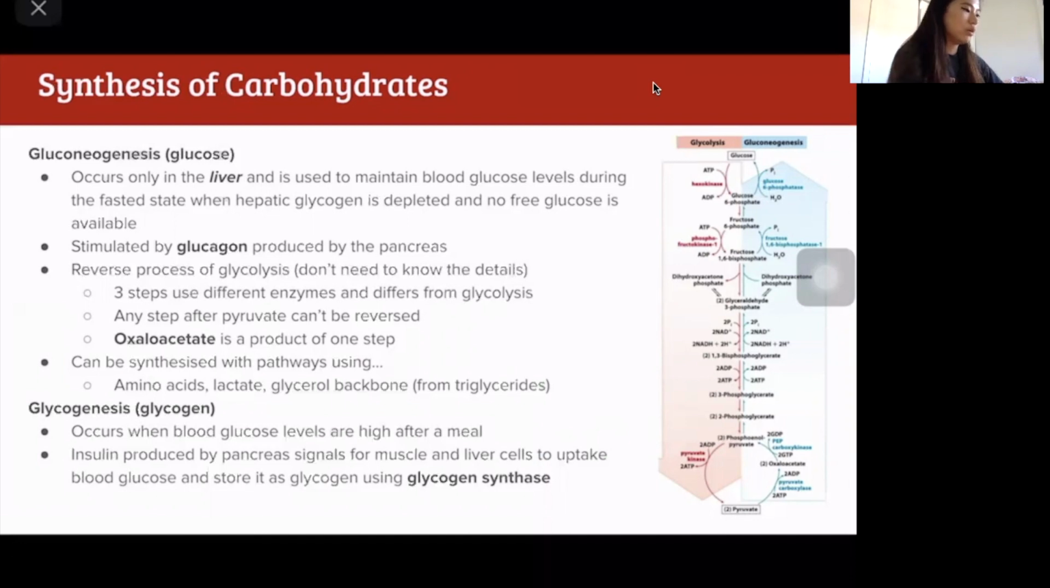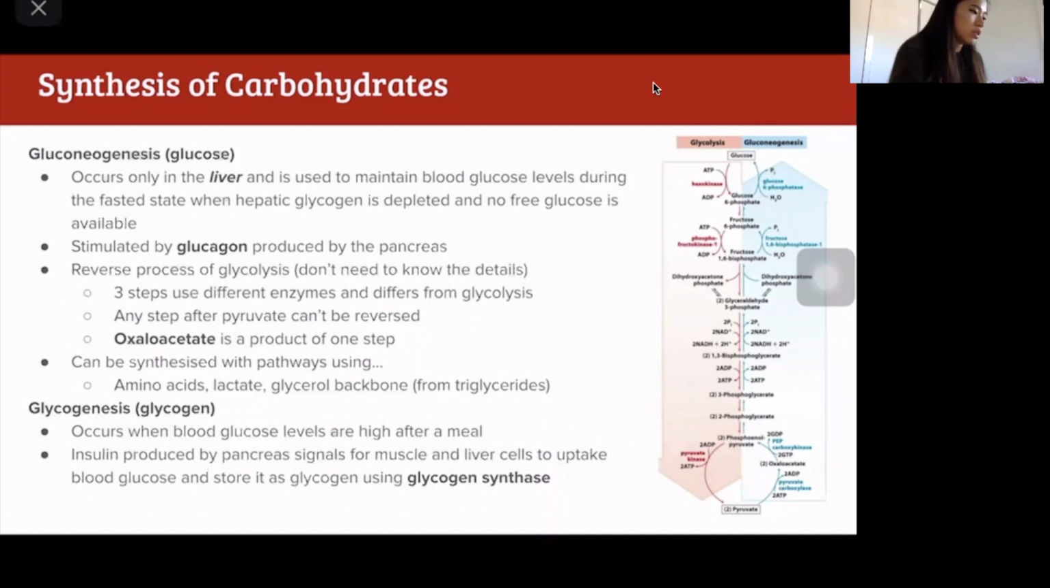So this is stimulated by glucagon produced by the pancreas, and it's basically the reverse process of glycolysis. You really don't need to know this in much detail at all. Basically, it's kind of like the opposite of glycolysis, but there are a few differences. For example, 3 steps use different enzymes and differ from glycolysis, and any step after pyruvate can't be reversed. And oxaloacetate is a product of one of the substrates.